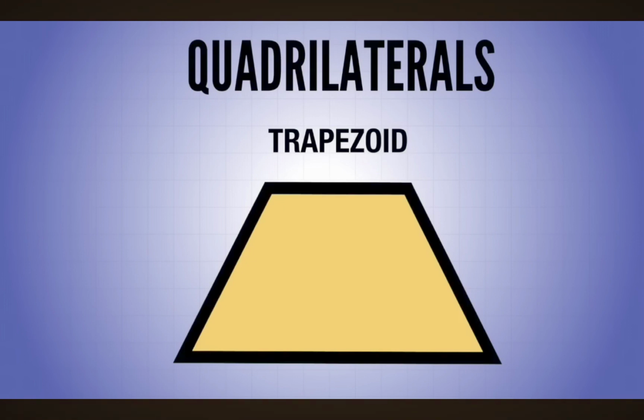A trapezoid is another special quadrilateral in that it only has one pair of parallel lines. You can notice that if we were to extend these two lines up, they would eventually meet at a tip where it would look like a triangle.